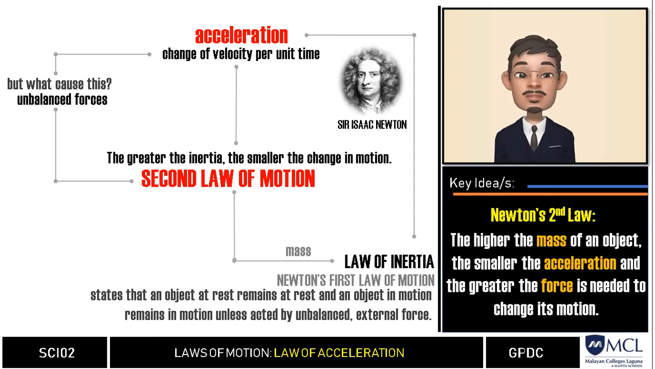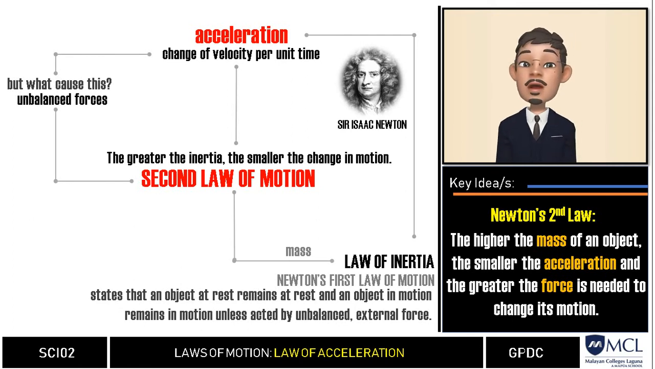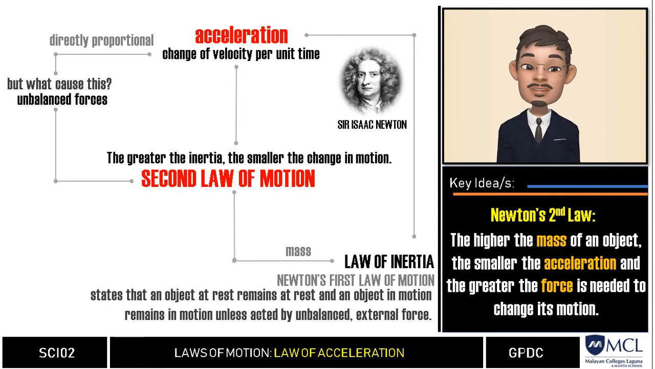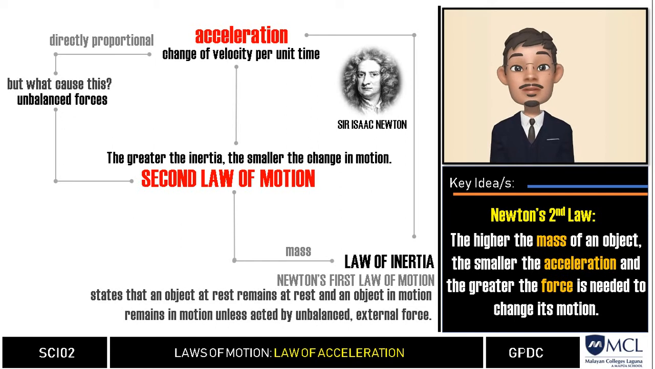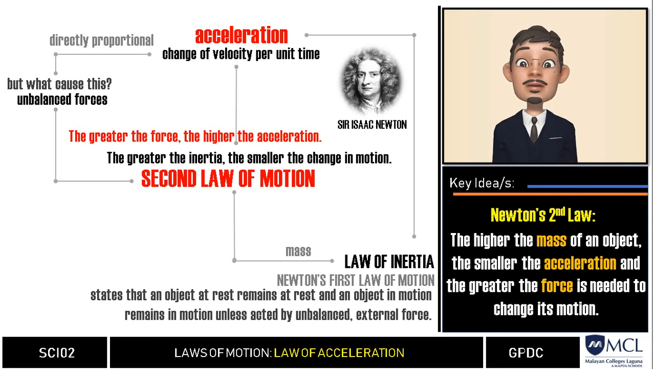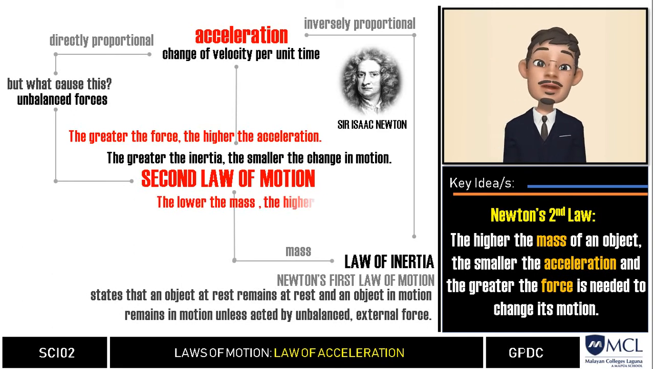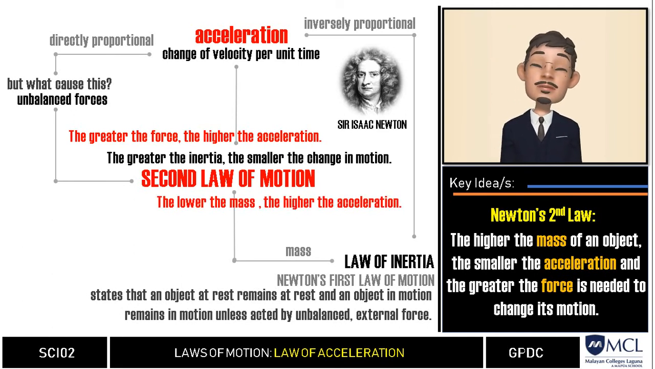We can describe the second law in terms of how unbalanced force acting on an object affects acceleration. This law states that the acceleration produced by an unbalanced force acting on an object is directly proportional to how great that force is, and is parallel to that force. In simple words, the higher the force we exert on an object, the greater its acceleration. Also, this law states that the acceleration of an object is inversely proportional to its mass. Or simply put, the greater the mass of an object, the smaller the acceleration.